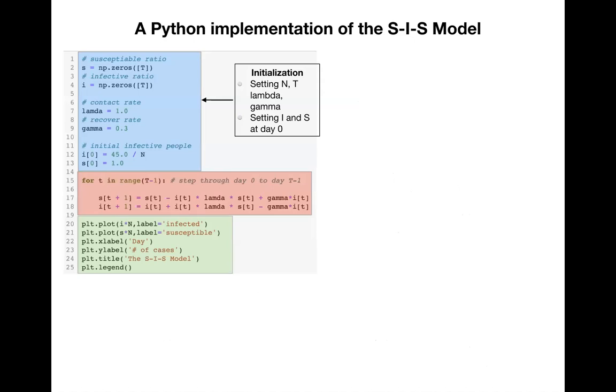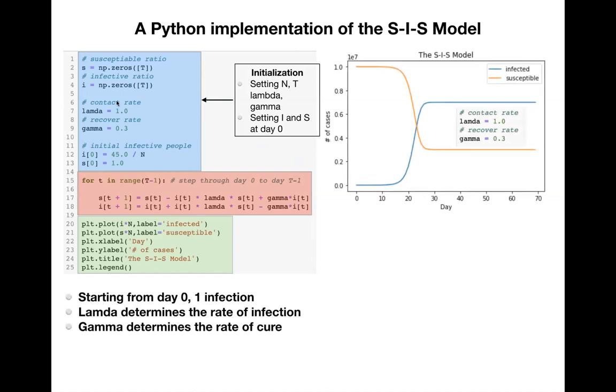All right, so the Python implementation of the SIS model is also very straightforward. And we look at this. These are the initializations. And when you run this code, starting from 45 people infected, you can see that after 70 days the infected ratio goes from 0 to about 0.7 million, and then it saturates. And the susceptible ones drop from 1 million to about 0.3 million and saturate in this way.